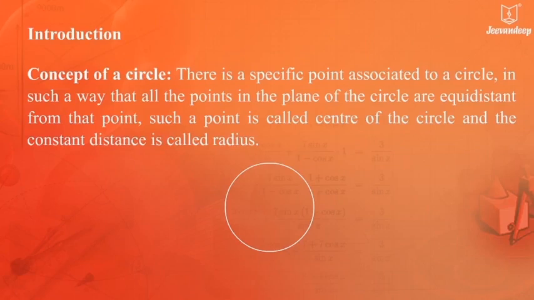There is a specific point associated to a circle in such a way that all the points in the plane of the circle are equidistant from that point. Such a point is called the center of the circle, and the constant distance is called the radius.